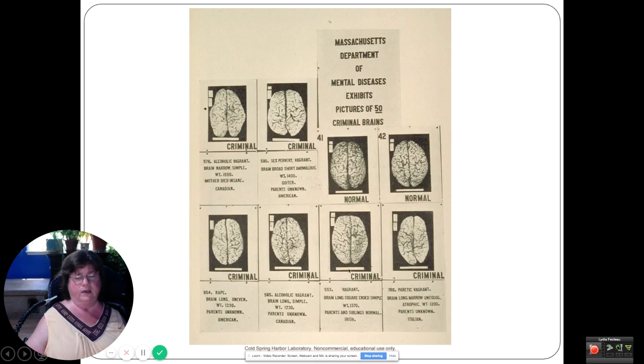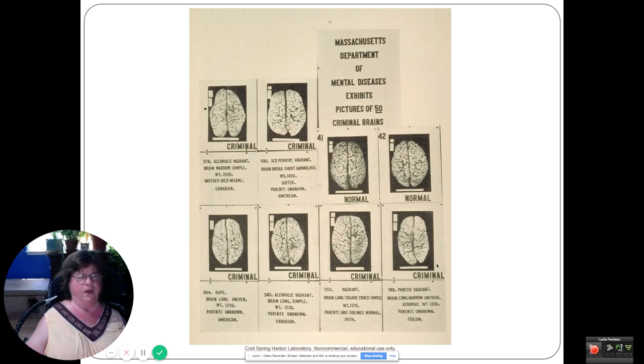This one is a vagrant, meaning a homeless person. The brain is long, square-ended, and simple. Not quite sure how you tell when a brain is simple, but the parents and siblings were normal. This brain was Irish.